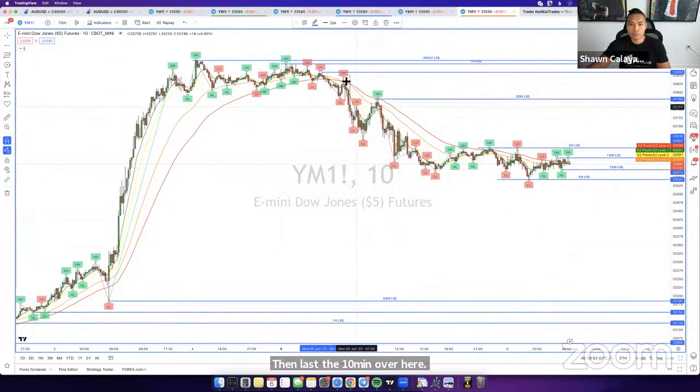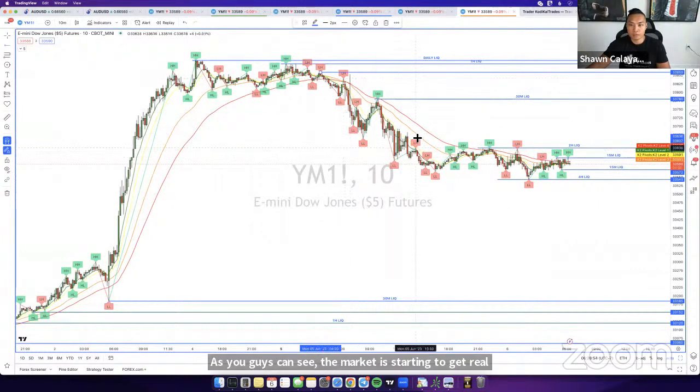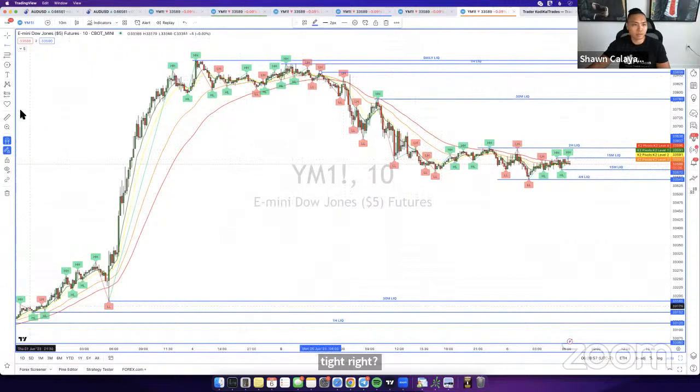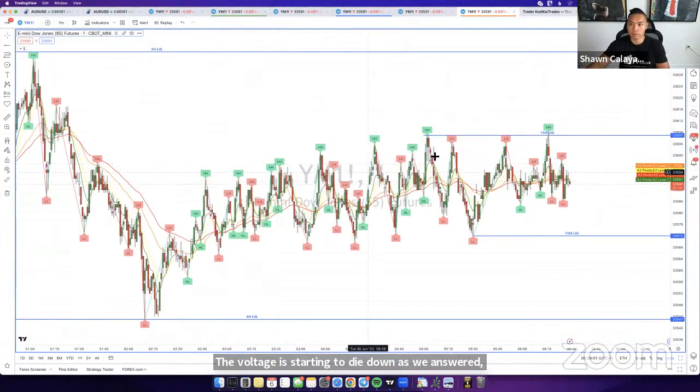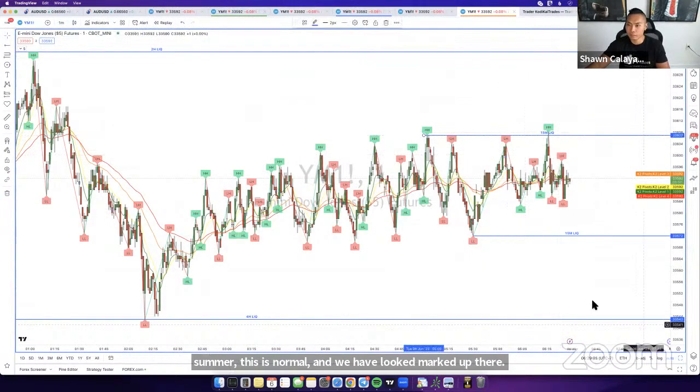As you guys can see, the market is starting to get real tight, right? The volatility is starting to die down as we enter summer. This is normal. And we have liquidity marked up there. Okay, so the 15-minute liquidity here got hit already. I'm not going to identify it with that one.